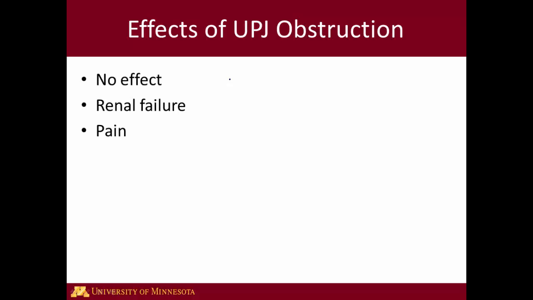Now when we look at the effects of UPJ obstruction, there are a number of possibilities. It may have no effect at all. It may cause renal failure or decreased kidney function, or it may cause pain. If there's no effect, often people don't even know that UPJ obstruction is present. But if they tend to have pain especially, or if there's decreased renal function, then the negative effects of UPJ obstruction are apparent, and this is what leads to treatment for UPJ obstruction.